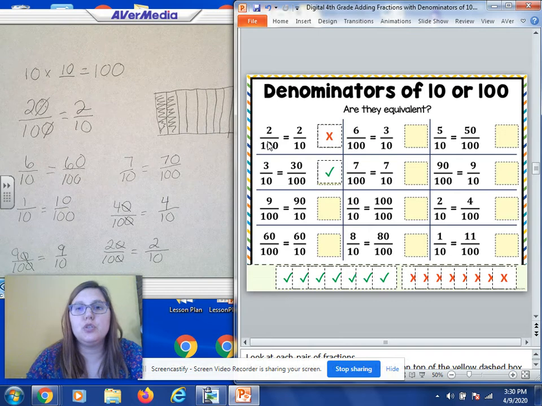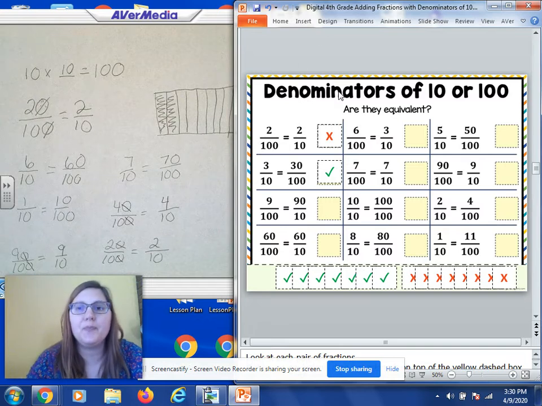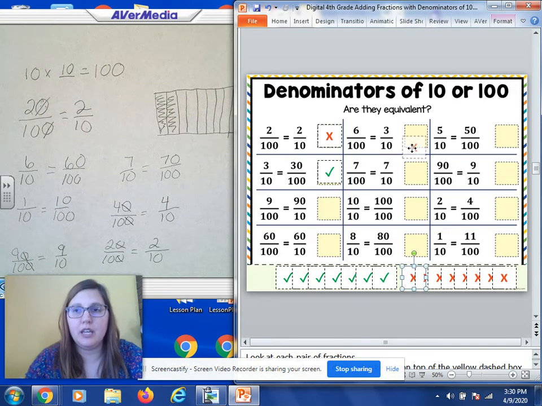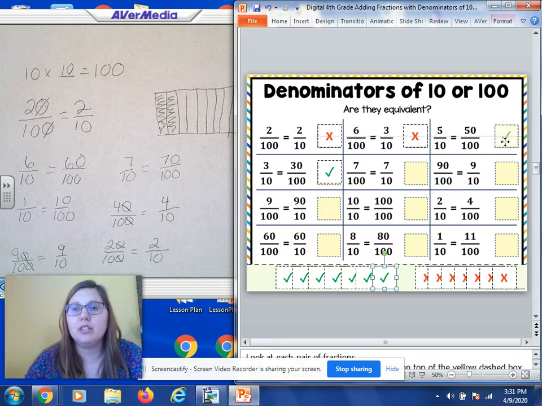So 2 doesn't have a 0 on the end. So 2 hundredths would be like 2 pennies. 2 tenths would be like $2. That's a big difference, okay? So they're not equivalent. These don't even have the same numerator, so I know they can't be equivalent. Now let's look at the next one. 5 tenths and 50 hundredths. 5, add a 0, you get 50. 10, add a 0, you get 100. So that one is correct.